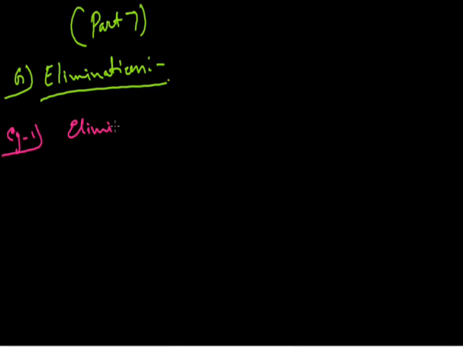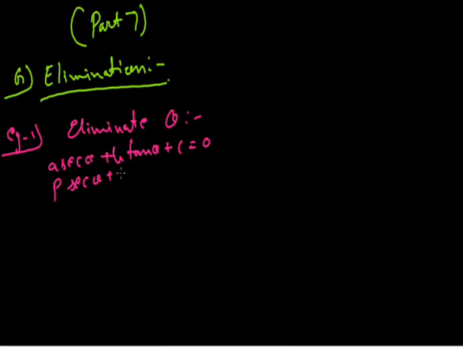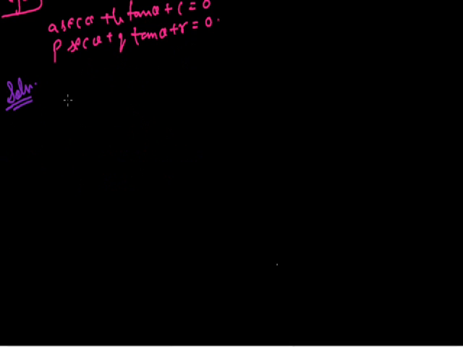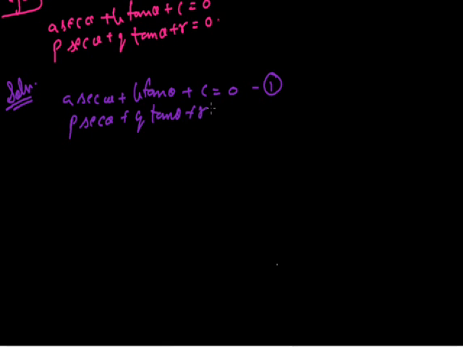Eliminate theta, where a sec theta plus b tan theta plus c is equal to 0 and p sec theta plus q tan theta plus r is equal to 0. Solution. It is given that a sec theta plus b tan theta plus c is equal to 0, that is equation number 1, and p sec theta plus q tan theta plus r is equal to 0, equation number 2.